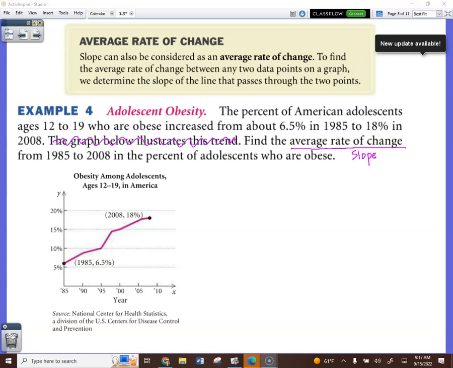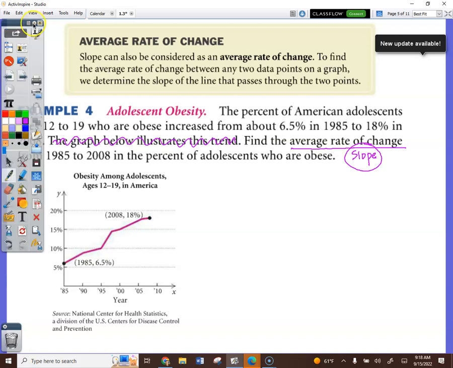All right. We're talking about a percentage of young Americans from 12 to 19, and it tells us that the increase was from 6.5% in 85 to 18% in 2008. Read the directions. Find the slope from 85 to 2008 in the percent of adolescents who are obese. You're just finding slope. You do have years in here instead of plain numbers.